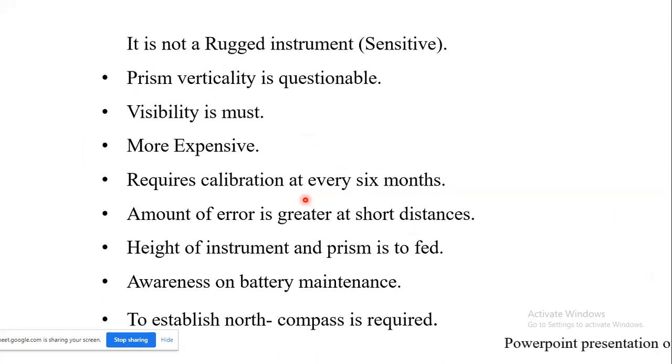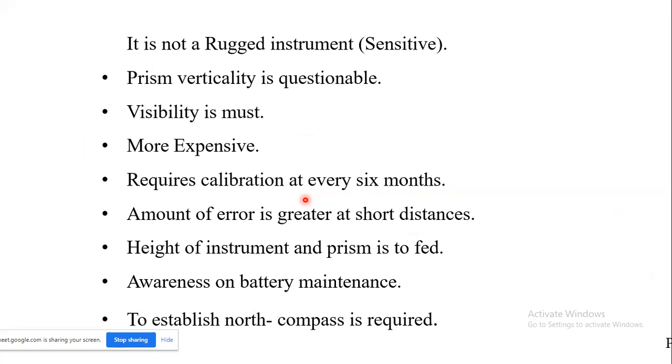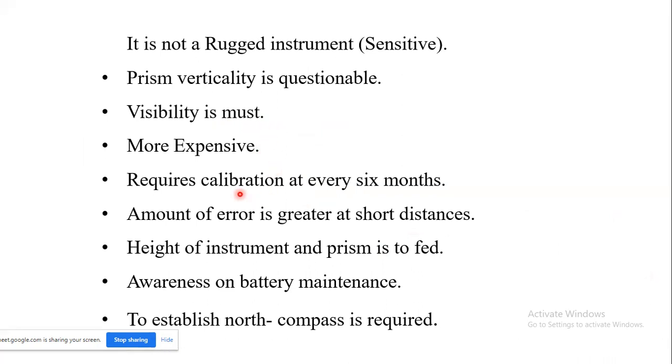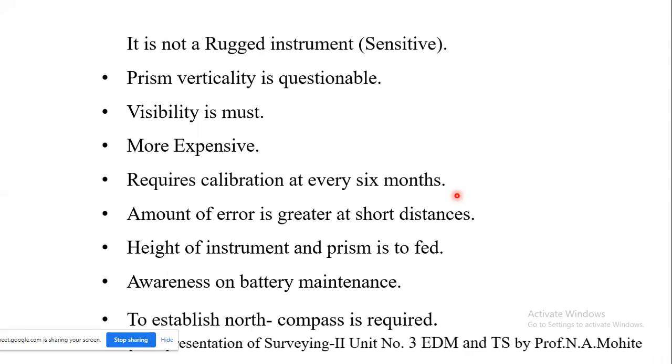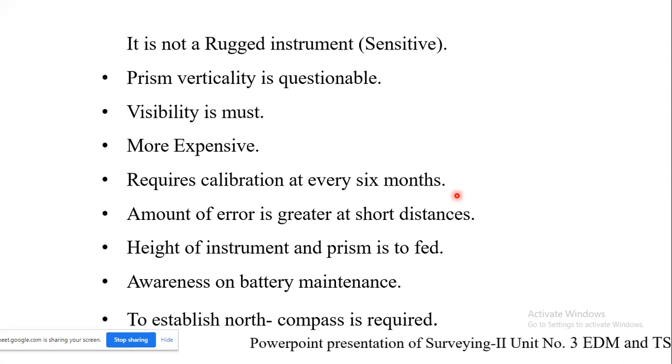It is not a rugged instrument, it is sensitive. Prism verticality is questionable, because it depends upon the person who is going to handle the prism. Visibility is a must, so correspondingly the prism should be visible. It is more expensive, and it requires calibration every 6 months. It is not the case that after 1 year you can do it. As I told you, whatever the reading, you are requiring the accuracy, and for that purpose only you are going to make use of the total station instrument.